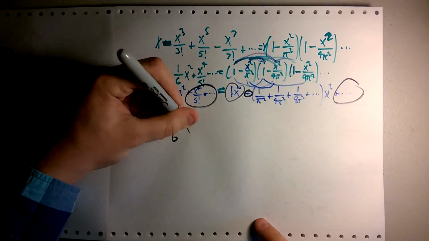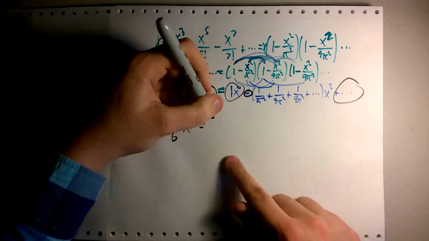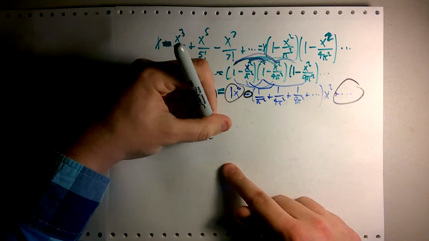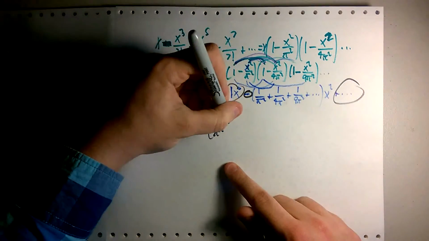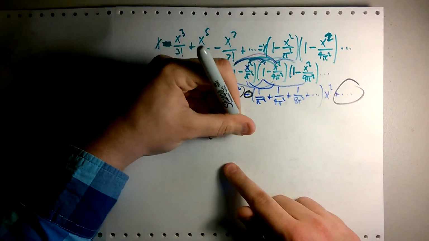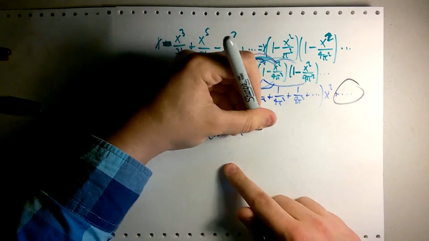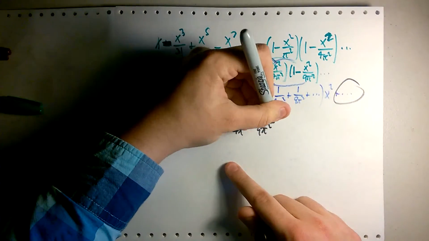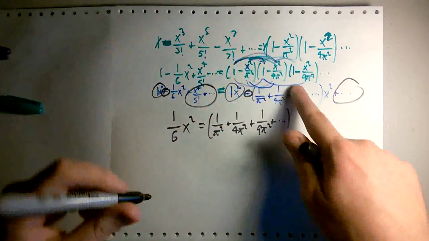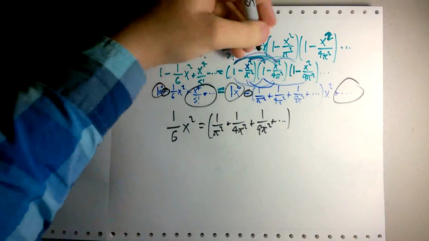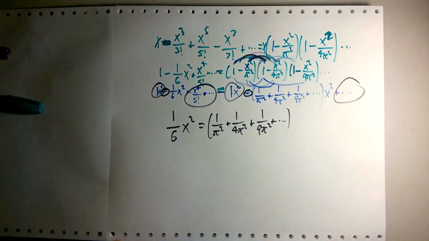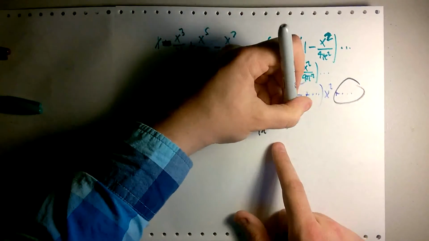1/6 x squared equals this series of things added together. 1 over pi squared plus 1 over 4 pi squared plus 1 over 9 pi squared. And again, all we did was we collected the terms that would happen through multiplication. Try it out for yourself. Alright, and then that's times x squared.